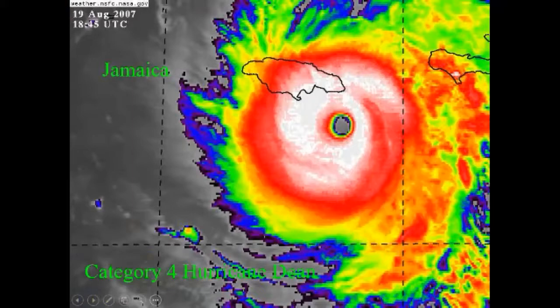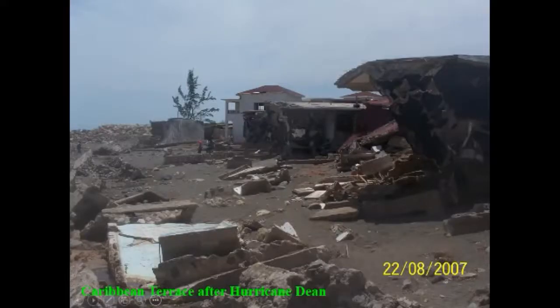Look at this one. This is Hurricane Dean in 2007. If you look at the size of Jamaica compared to this hurricane, you can see how huge this system can be. One of these systems can just engulf the whole island and cause major damage. That's why we have to prepare ourselves, right? And ensure that we are safe. The damage from these systems can be tremendous.